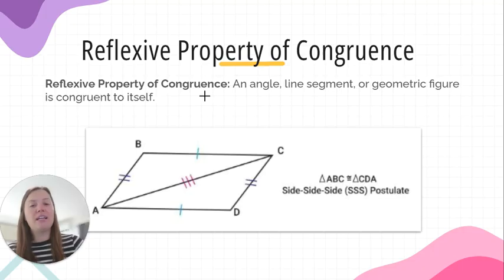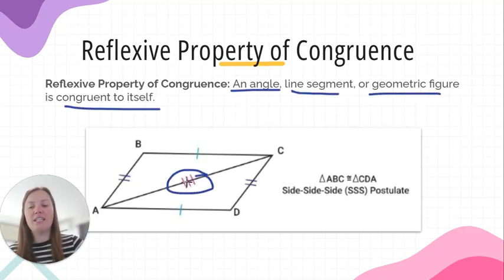Reflexive property. Angles, line segments, or geometric figures are congruent to themselves. AC is going to be equal to AC. It is the same line.